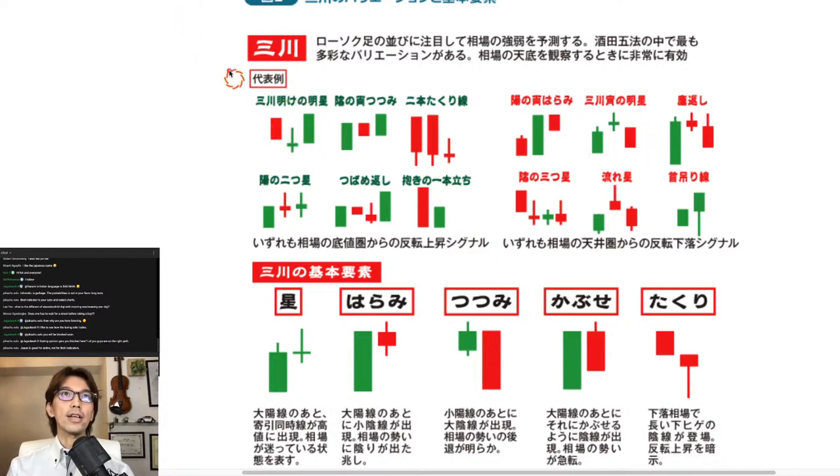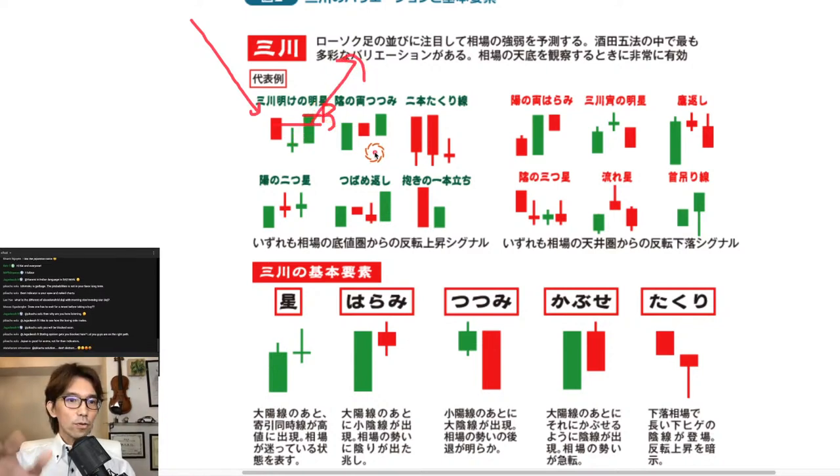When you see this pattern, you wait for the breakout to the upside and look for the buy chance here, so that it can be a reversal signal to the upside. That's the reversal signal, by looking at this candlestick formation.